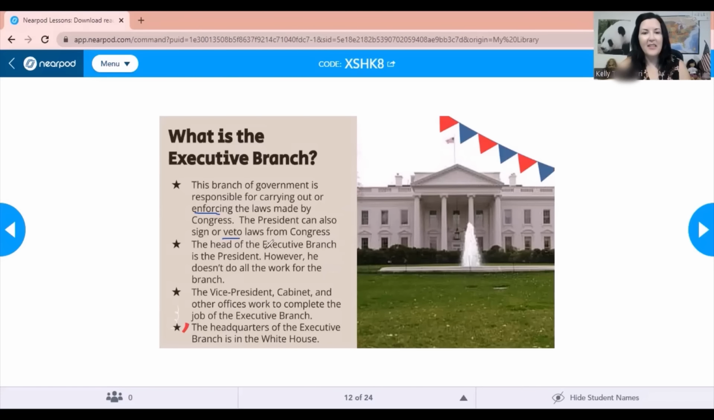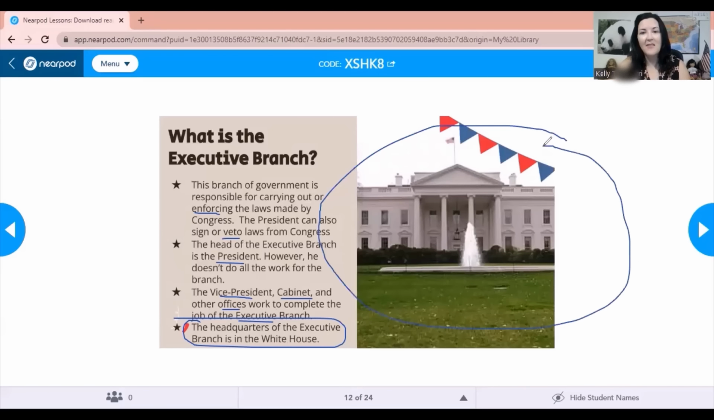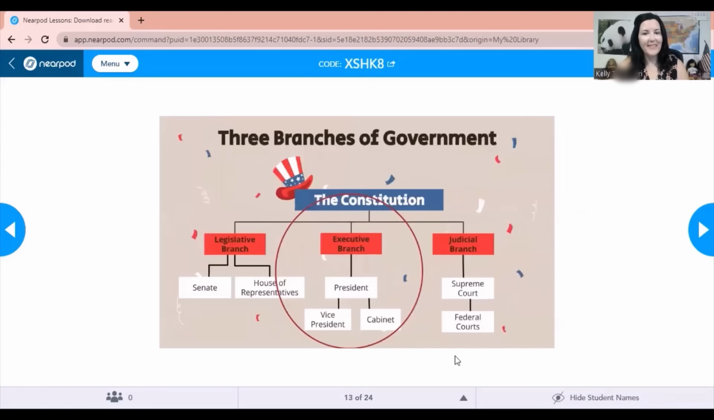The head of the executive branch is the president. However, he doesn't do all the work for the branch. The vice president, cabinet, and other offices work to complete the job of the executive branch. The headquarters of the executive branch is in the White House. So the president lives in the White House and meets in the White House and enforces the laws. The 3 branches. So the executive branch is the president, vice president, and the cabinet.